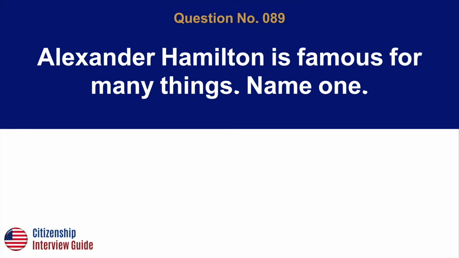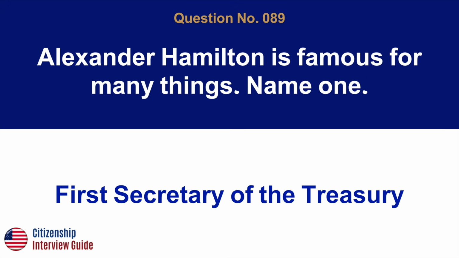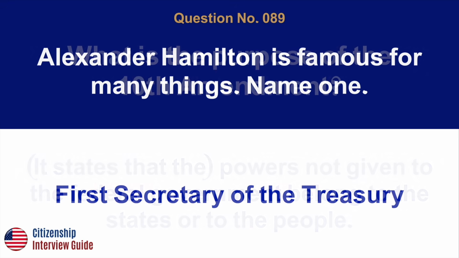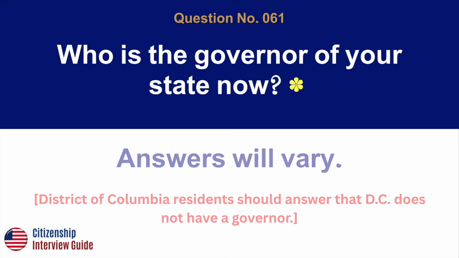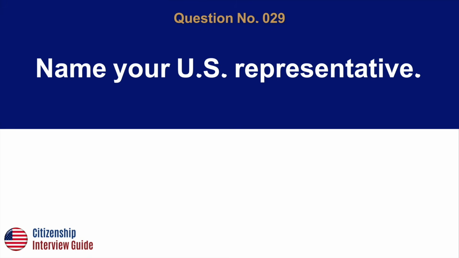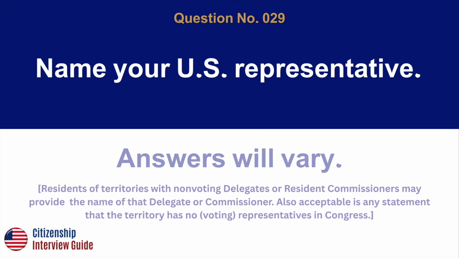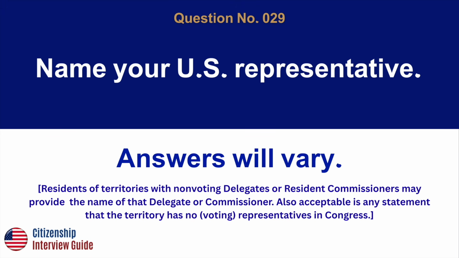Alexander Hamilton is famous for many things. Name one. First Secretary of the Treasury. Who is the governor of your state now? This answer will vary. Name your U.S. representative. This answer will vary.